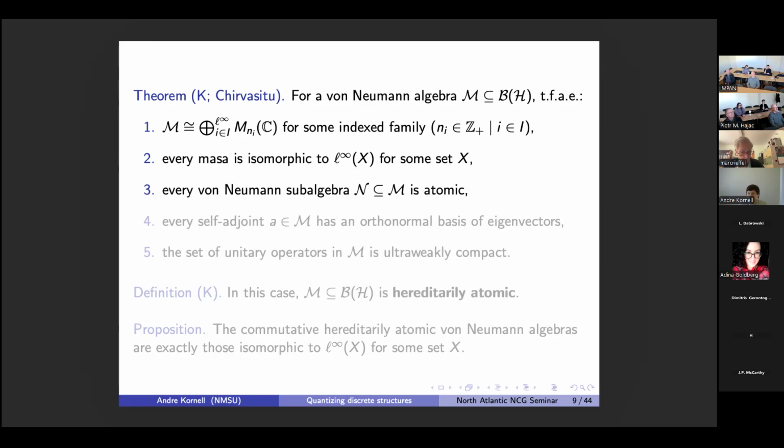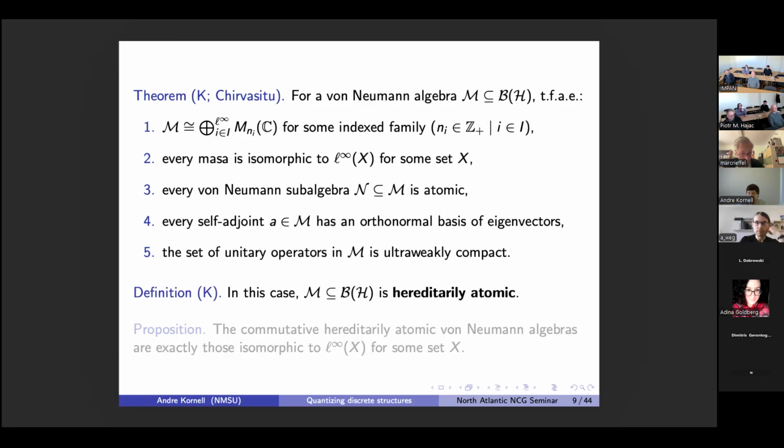Third, every von Neumann subalgebra of M is atomic. Fourth, every self-adjoint operator in M is diagonalizable in the naive sense. In other words, it has an orthonormal basis of eigenvectors. And fifth, the set of unitary operators in M is ultra-weakly compact. So this sort of recalls Tikhonov's theorem a little bit. The thing I'm trying to emphasize here is that this is a really robust class of von Neumann algebras. Basically, no matter how you try to say that the thing is discrete, you end up with the same class of von Neumann algebras.